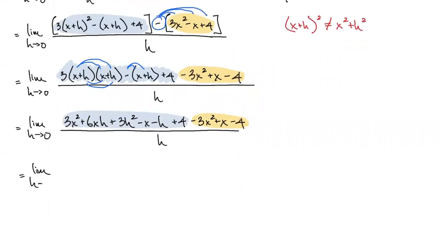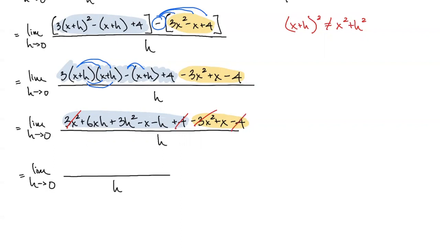All right, so we made it messier, but now it's about to get a whole lot better. What are some things that go away? The 3x squared and then the negative 3x squared. Mhm. All right, let's keep that list going. What else goes away? The 4 and negative 4. Yep, 4 and negative 4.